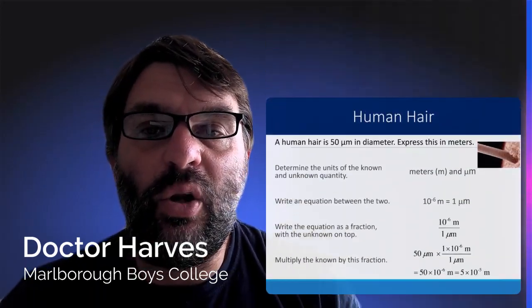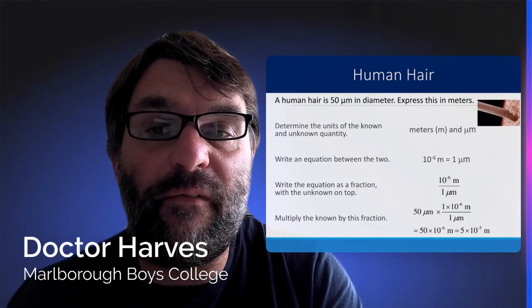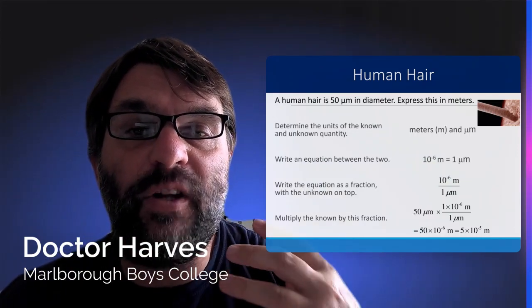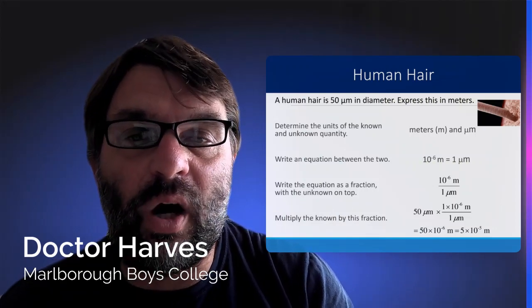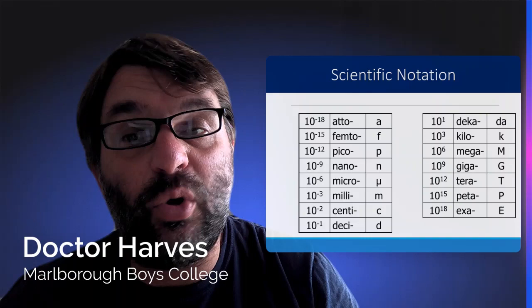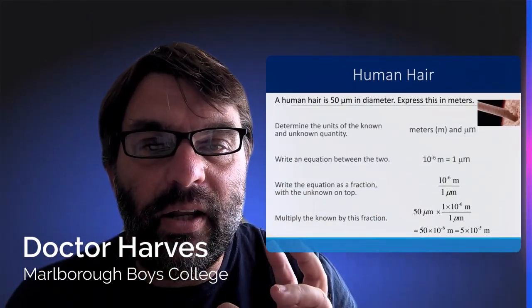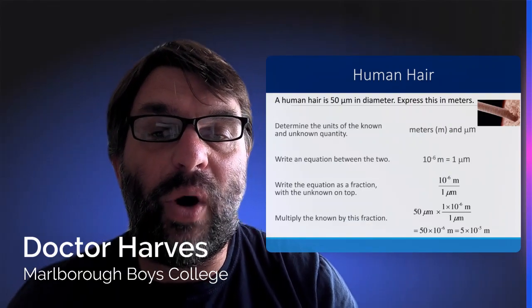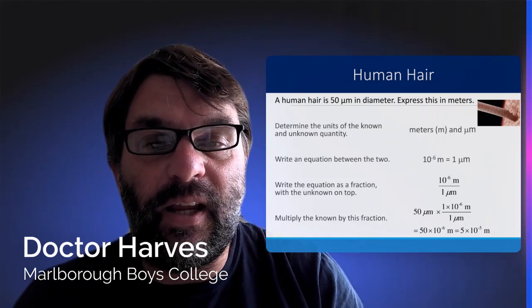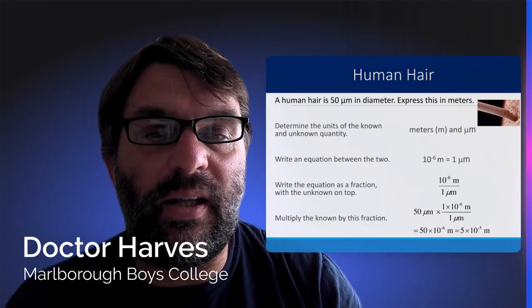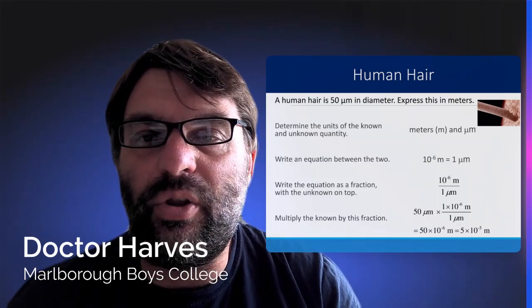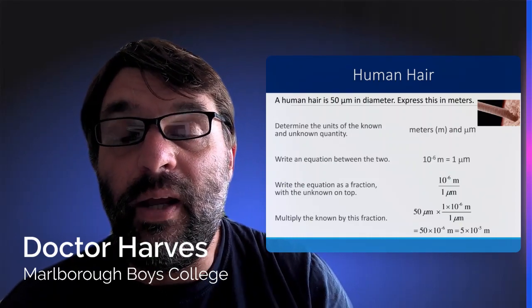So what does this look like? Looking at measuring human hair, a human hair is about 50 micrometers in diameter. To express that in meters, we know that we've got 50 micrometers, and we need to convert that into meters. That's our unknown. So we write the equation using the values from this table here, which you've now memorized. So, 10 to the negative 6 meters divided by 1 micrometer. But you have 50 micrometers, so we multiply by that fraction. So it'll be 50 times 1 times 10 to the negative 6, which equals 5 times 10 to the negative 5 meters, or 50 times 10 to the negative 6 meters. Those are both acceptable at level 1. So you have to be able to do those conversions.